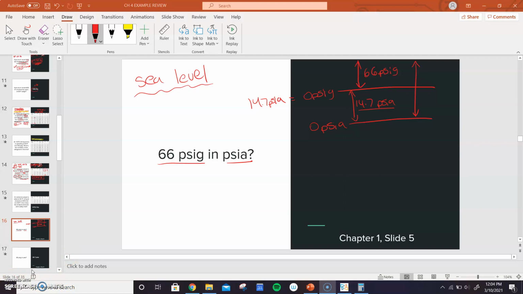So continuing. We're looking for what this is in PSIA. So all we gotta do is add those together. 66 plus 14.7, that's gonna be 80.7. 80.7 PSIA is equal to 66 PSIG. Is that right? Yes, it is. Look at that, mental math skills.